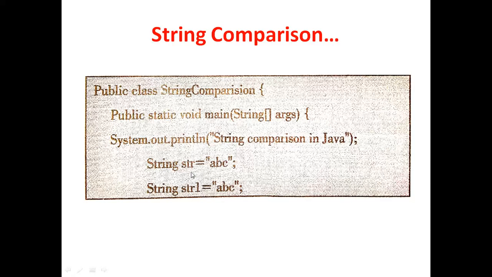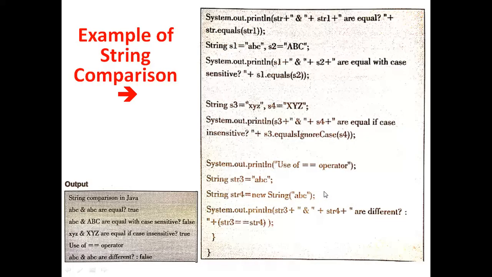One is string str, in which I have stored abc, and another string, str1, in which I have also stored abc. In this way, we can store two variables in the string. We'll see the example of comparison of two strings.